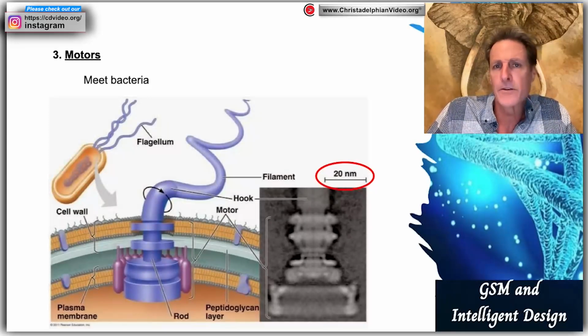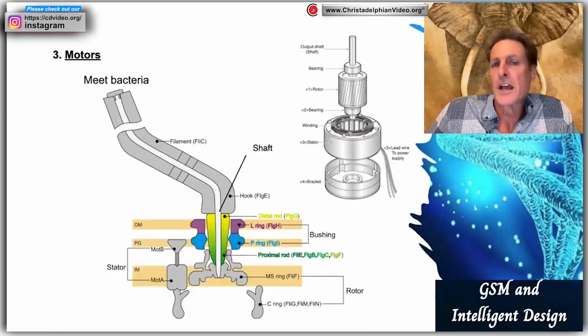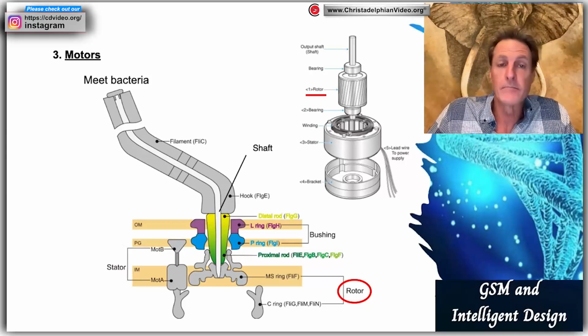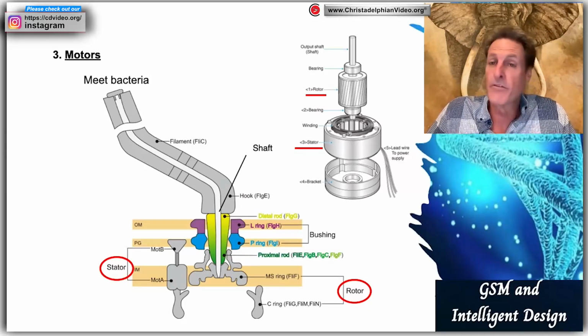Look at the radius of this motor. 20 nanometers. That's 20 billionths of a meter. It's taking your millimeter and dividing it by 1,000,000. And what we find in this little motor are many of the same core components we find in our mechanical motors. We find a rotor, we find a stator, we find a shaft.